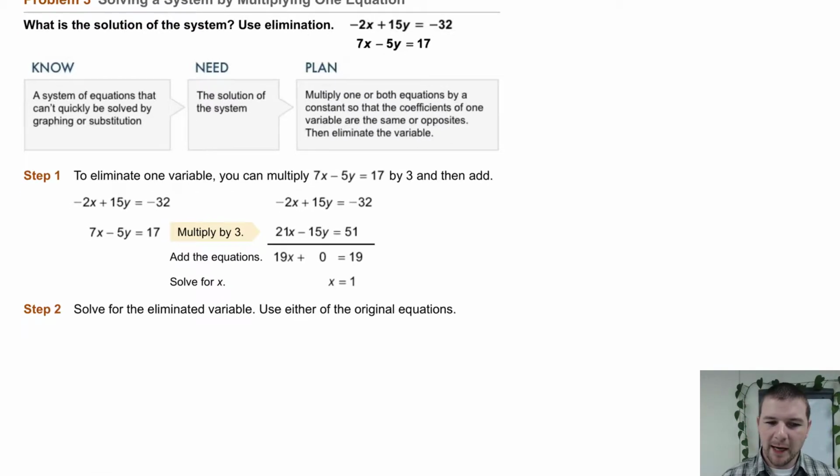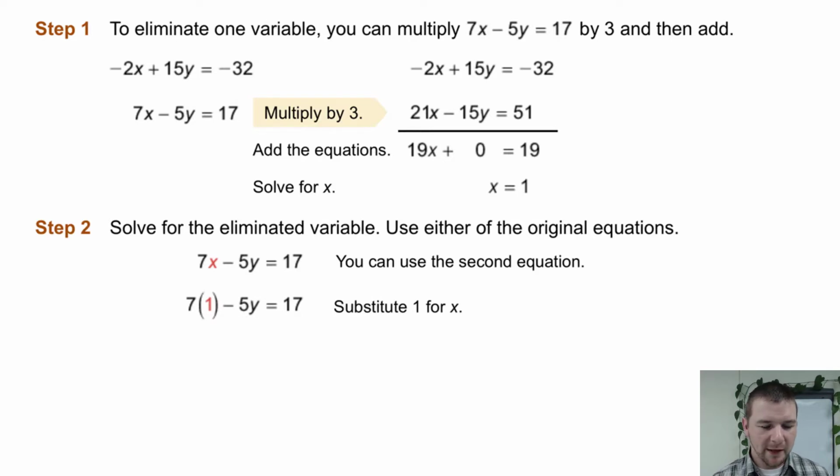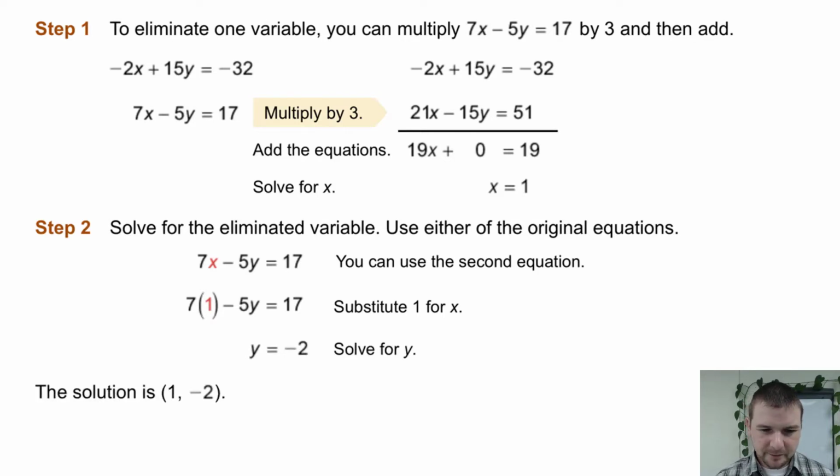We still need to find y, so in step 2, we're going to solve for the eliminated variable, y, and use either one of the original equations. In this case, we'll use the second equation, 7x minus 5y equals 17. So 7 times 1, our value of x that we found, is the solution, minus 5y equals 17. So y equals negative 2. Our solution, therefore, is 1, negative 2.